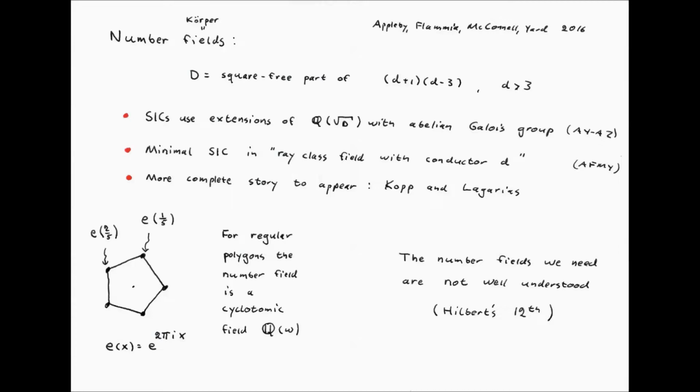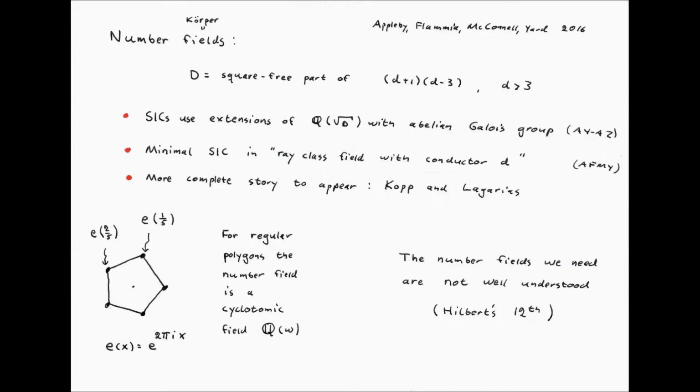And the numbers needed to write down SICs in the standard representation of the Heisenberg group always use extensions of the real quadratic field obtained by adding the square root of that thing to the rationals. And then you extend that, and the extension is supposed to have an abelian Galois group. That's the first number theoretical result.